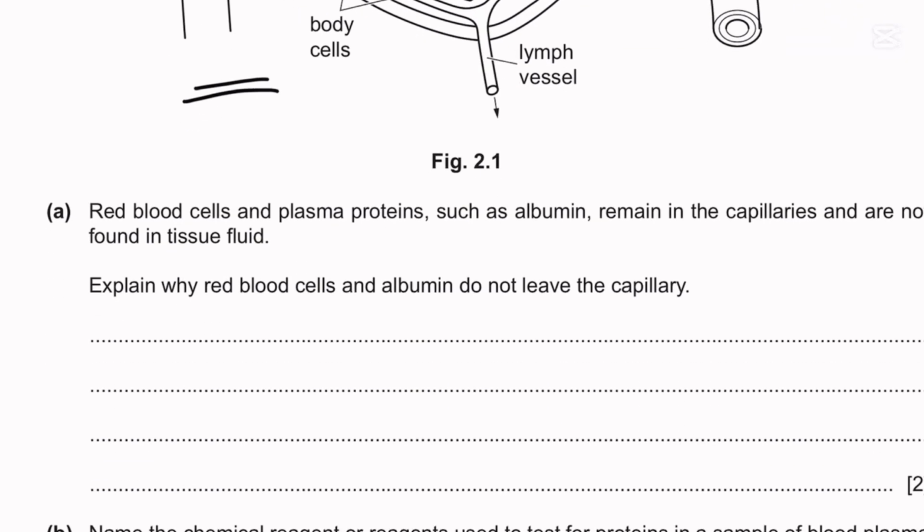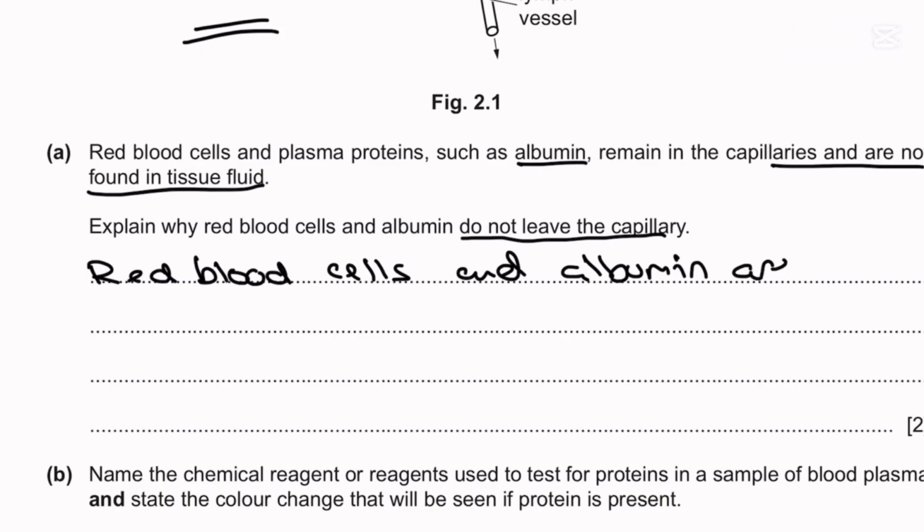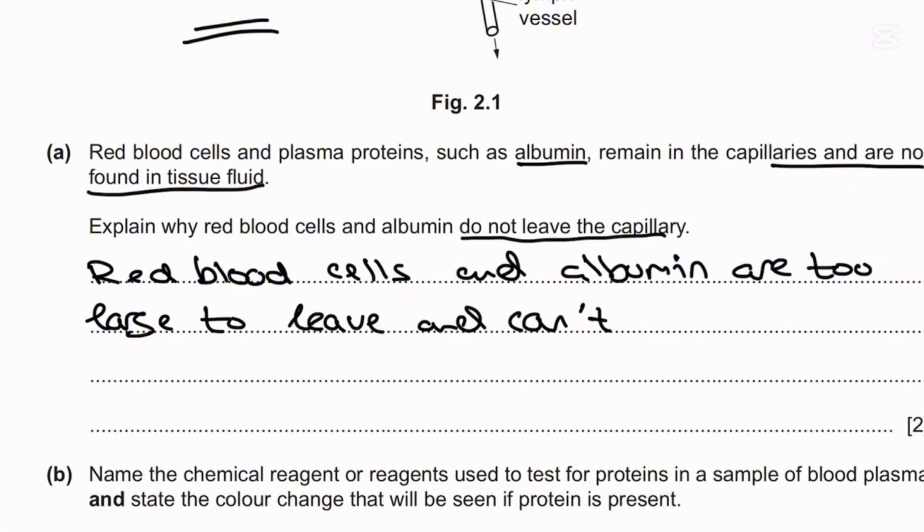Red blood cells and plasma proteins such as albumin remain in the capillaries and are not found in tissue fluid because they are simply too large. Explain why red blood cells and albumin do not leave the capillary. Exactly what I just said now. Red blood cells and albumin, or plasma proteins in general, but here you mentioned albumin, are too large to leave, and thus they can't cross the endothelial pores, which are basically the pores in capillaries or between endothelial cells of capillaries.